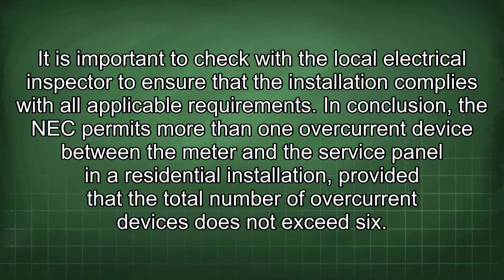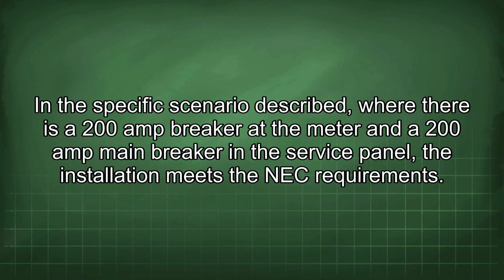In conclusion, the NEC permits more than 1 overcurrent device between the meter and the service panel in a residential installation, provided that the total number of overcurrent devices does not exceed 6. In the specific scenario described, where there is a 200 amp breaker at the meter and a 200 amp main breaker in the service panel, the installation meets the NEC requirements.